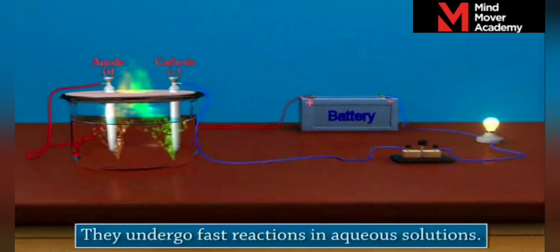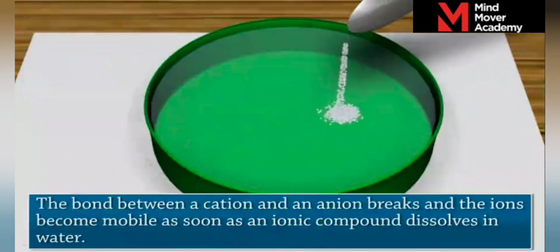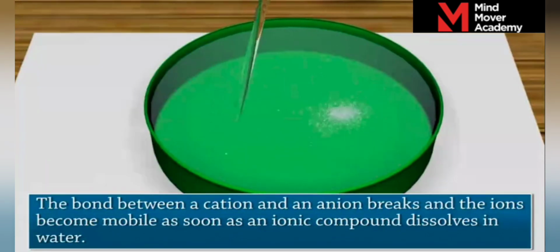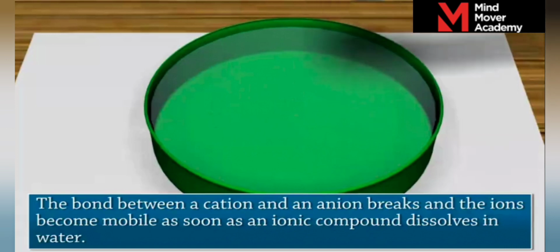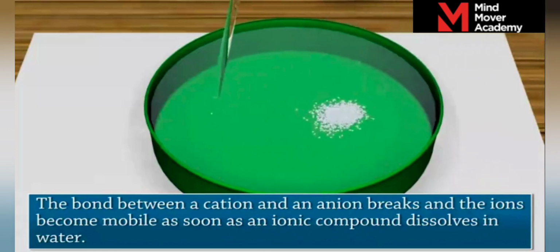They undergo fast reactions in aqueous solutions. Chemical reactions involve the breaking and forming of bonds. The bond between a cation and an anion breaks, and the ions become mobile as soon as an ionic compound dissolves in water.